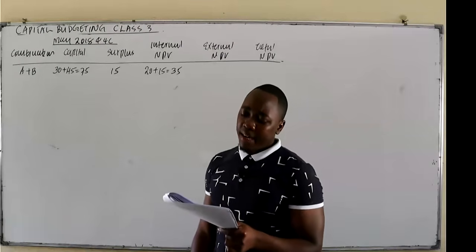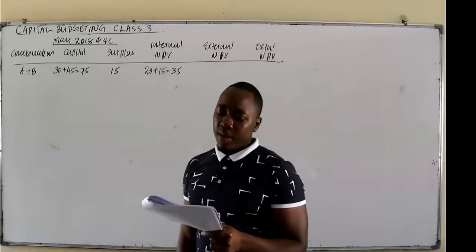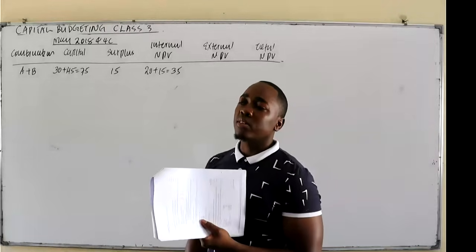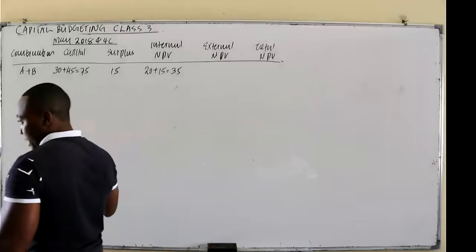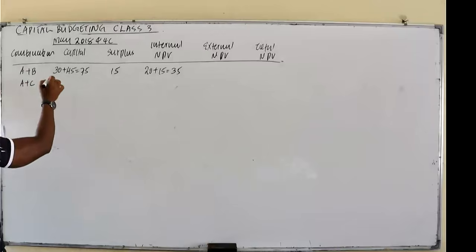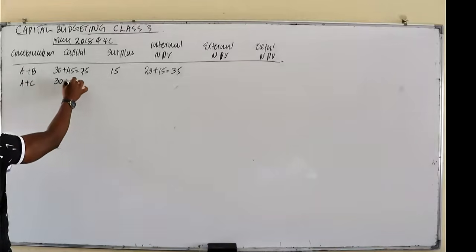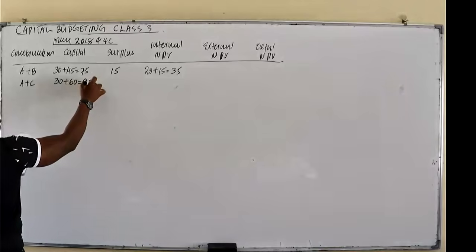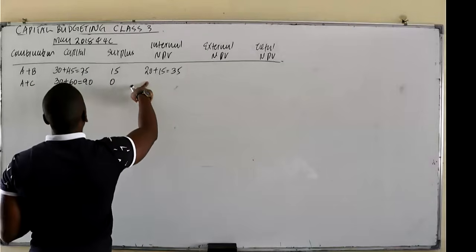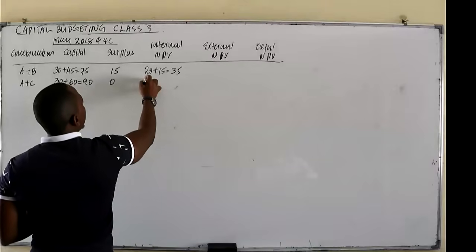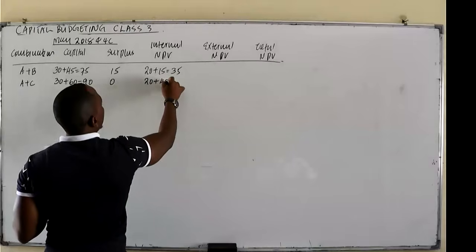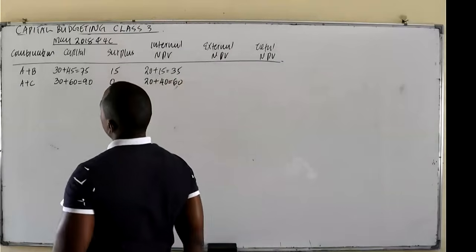Any other project combination? Can you combine A and C? A requires 30, C requires 60. The total is 90. So we have not exceeded the capital limit. So we can combine A and C. How much will be the surplus? 0. So internal NPV, A, the NPV is 20. What about project C? C is 40. So you have a total of 60.